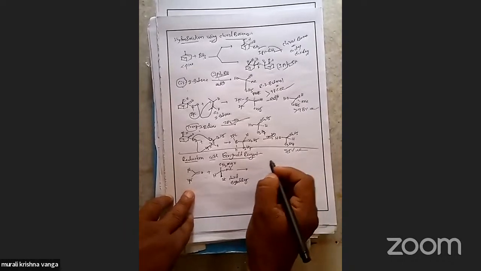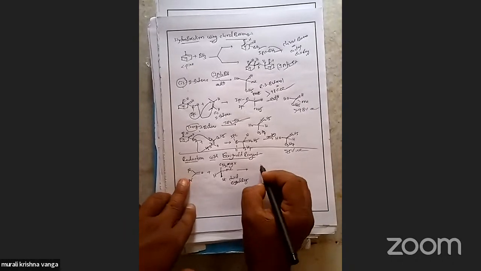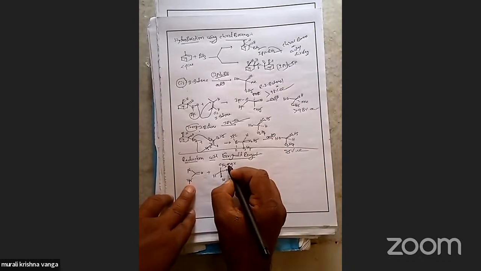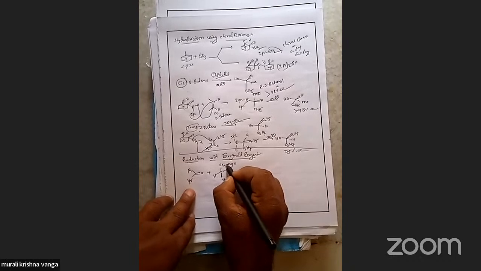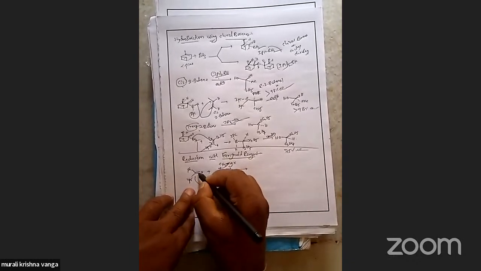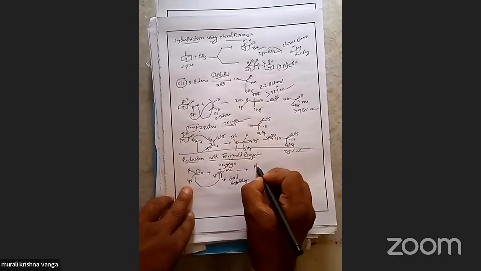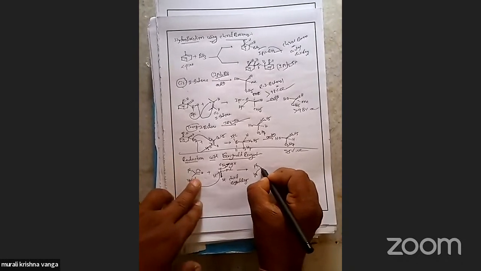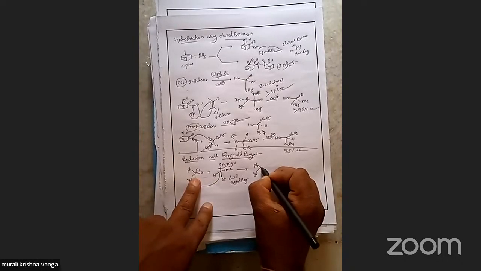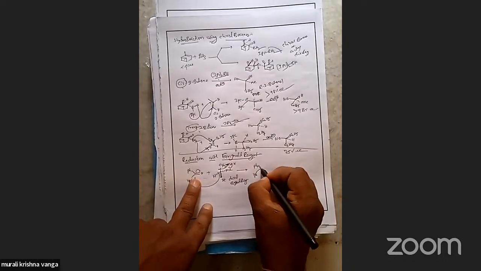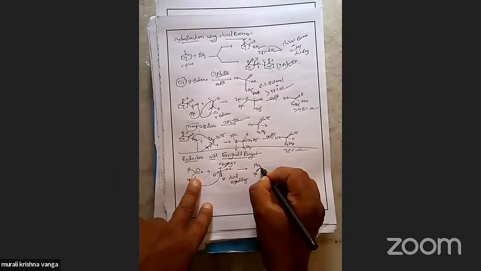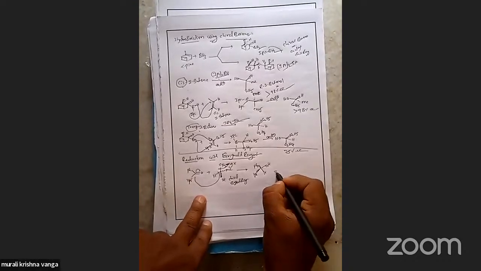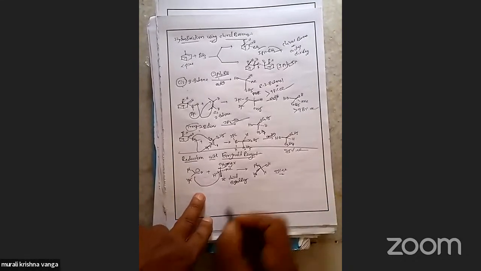Then the reaction takes place here. Reduction takes place, and the product has phenyl, isopropyl, hydrogen, and OH. This forms in about 95% enantiomeric excess as the product.